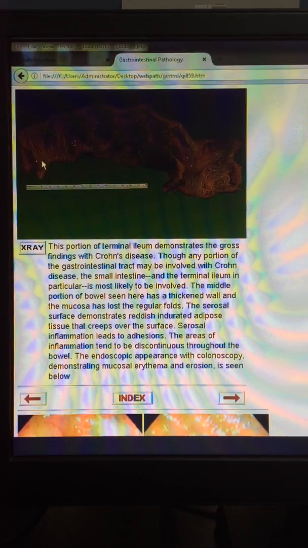This part represents a normal colonic mucosa, but you can easily notice that this part is totally unhealthy. This segment is unhealthy, the colon has a thickened wall. Here the wall thickness is within normal limits, but this segment is markedly thickened with induration of the pericolonic fat.